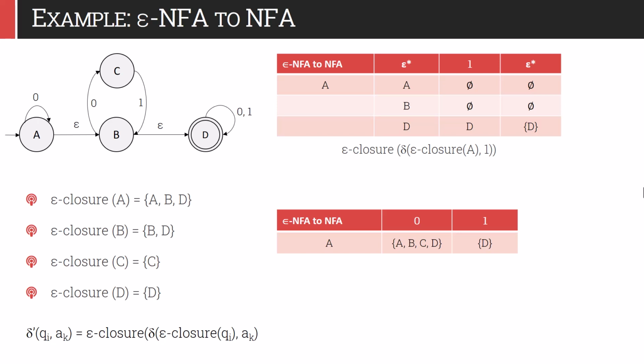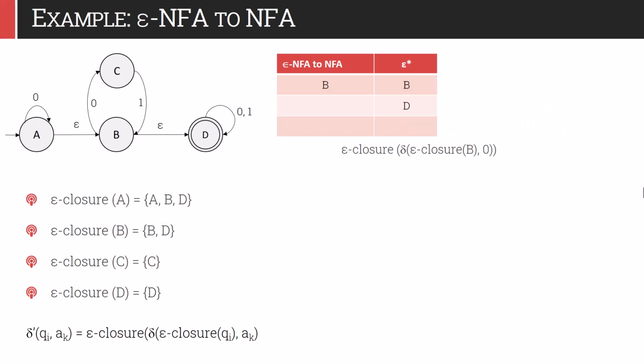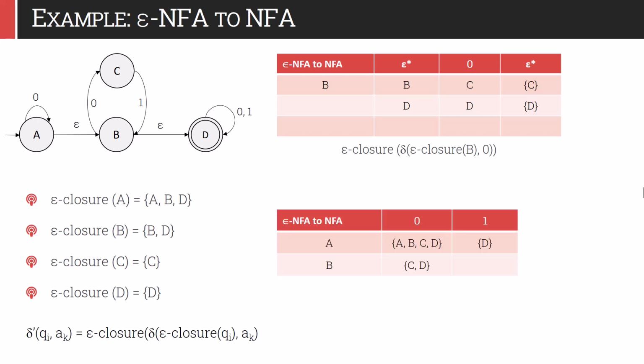Same process we have to repeat for states B, C and D. So epsilon closure of B we first compute, which is B and D states. Then we take the delta transition function on 0. From B, if we read 0, we move to C. From D, if we read 0, we remain on D. And now we take the epsilon closure of that. Epsilon closure of C is C, and epsilon closure of D is D. So finally, the delta dash transition function of B on 0 would be C comma D only.